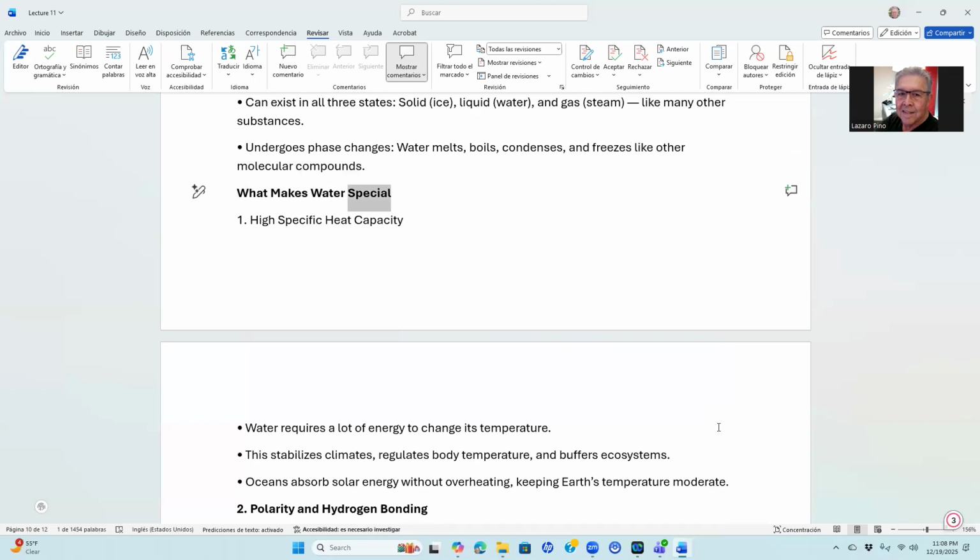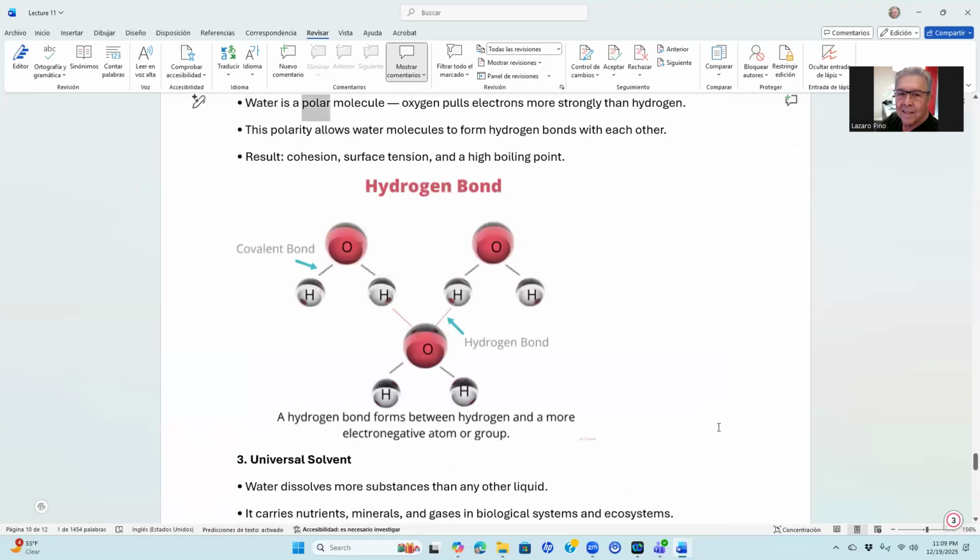What makes water special? 1. High specific heat capacity. Water requires a lot of energy to change its temperature. This stabilizes climates, regulates body temperature, and buffers ecosystems. Oceans absorb solar energy without overheating, keeping Earth's temperature moderate. 2. Polarity and hydrogen bonding. Water is a polar molecule. Oxygen pulls electrons more strongly than hydrogen. This polarity allows water molecules to form hydrogen bonds with each other. Result: cohesion, surface tension, and a high boiling point.